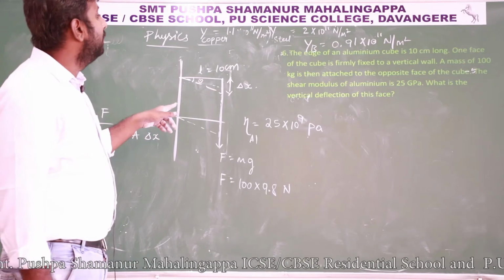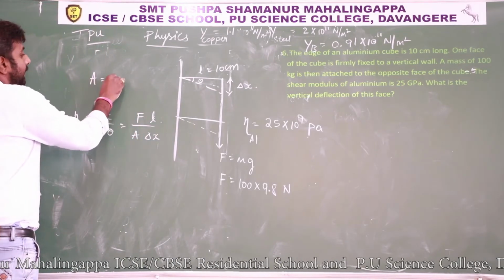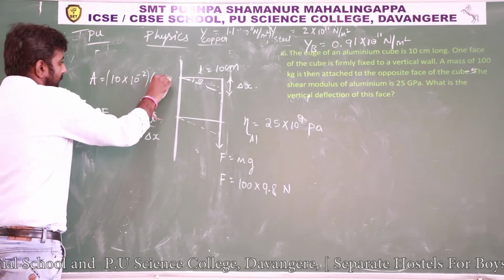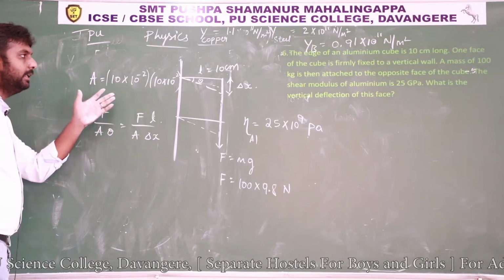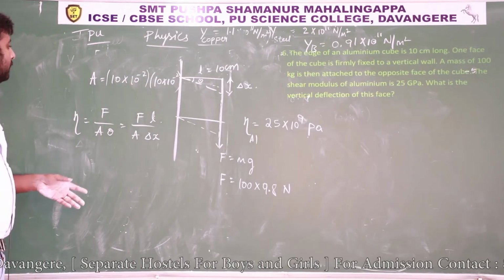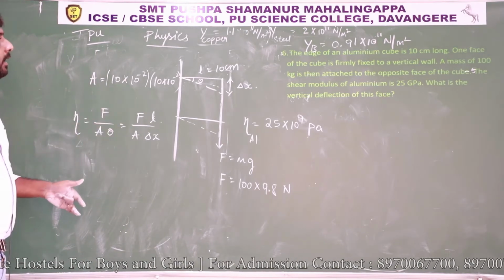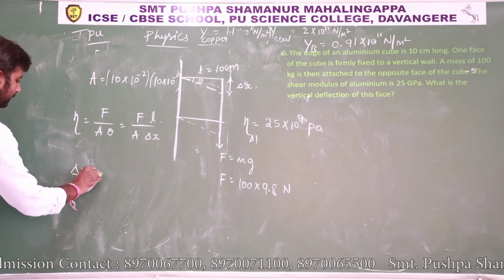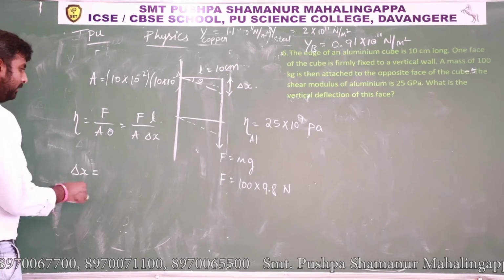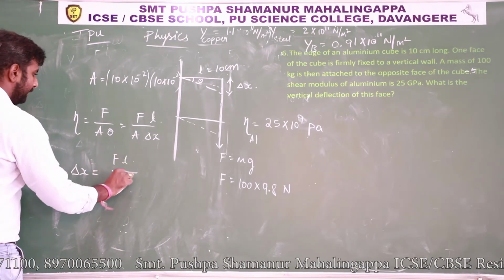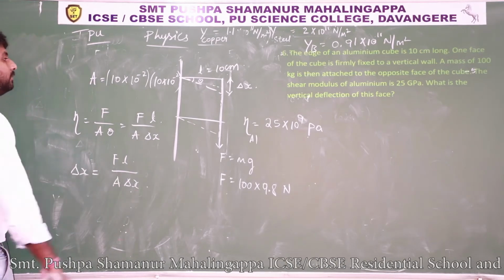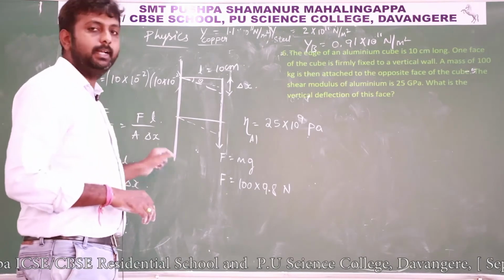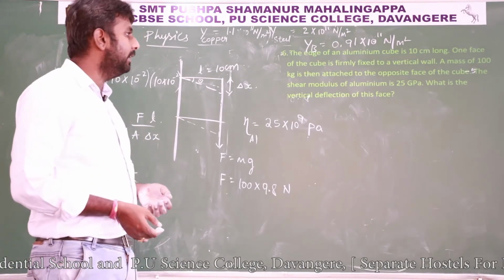Area here is 10 into 10 to the power minus 2 and 10 into 10 to the power minus 2. This is the area of the cube, right? So substitute the value of area and find the value of delta x. Then delta x is equals to FL divided by A into eta. Okay. Try to solve this problem. This is the method. Substitute the values, find the final answer.